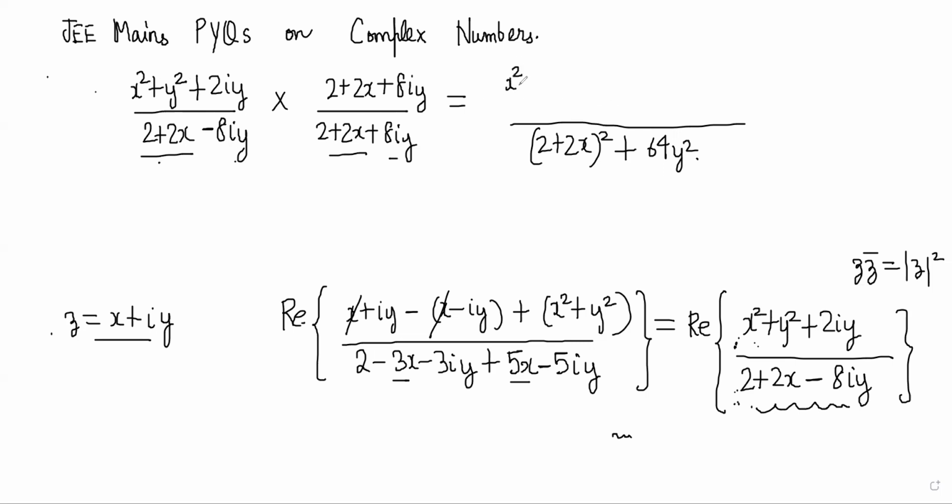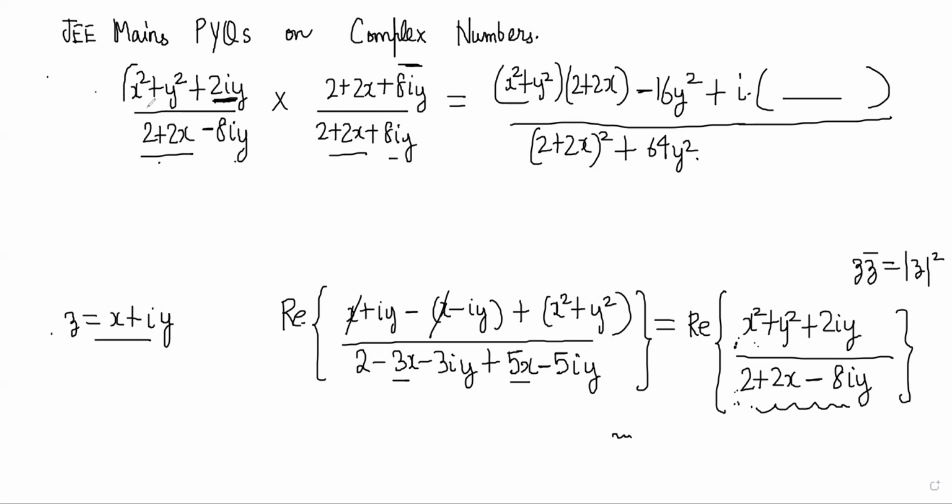Numerator, we have to actually calculate. You will get x square plus y square into 2 plus 2x. Then you will get one term when you multiply this item and this item. It will become 16y square, so minus 16y square, right? And the other two terms will have i, right?